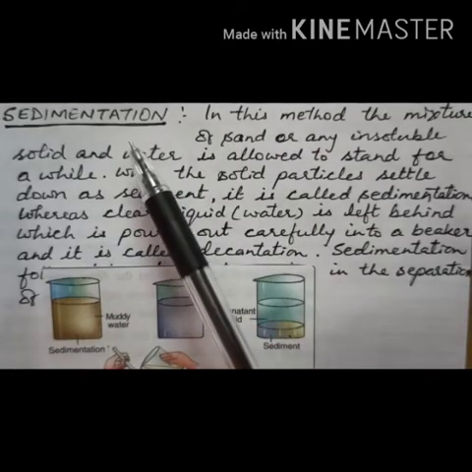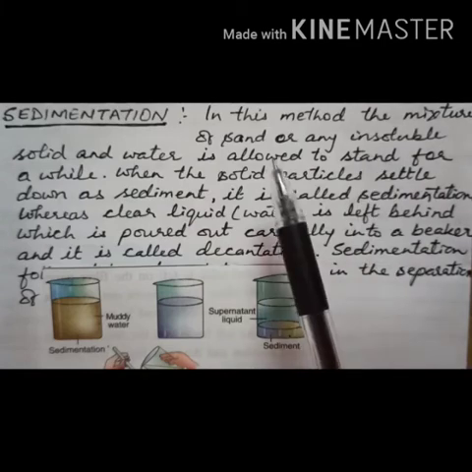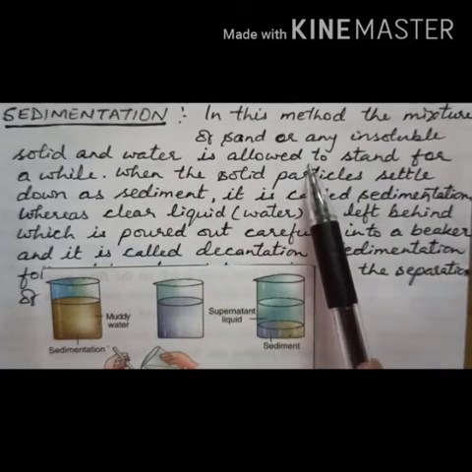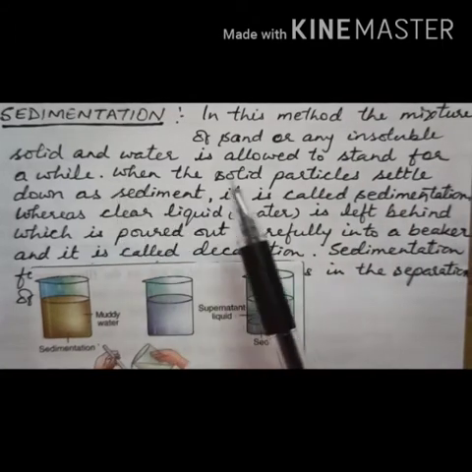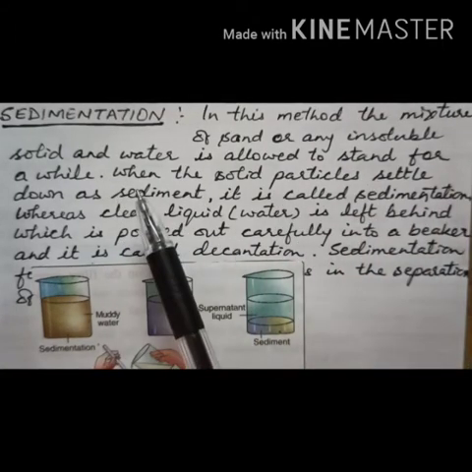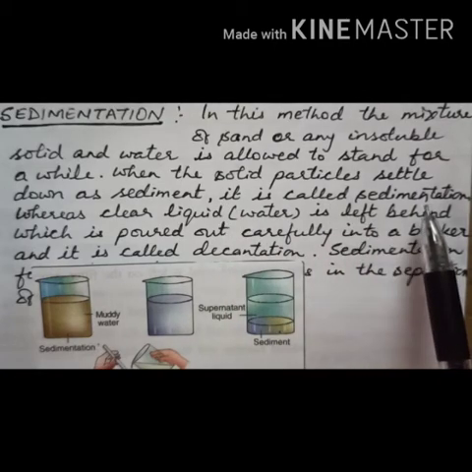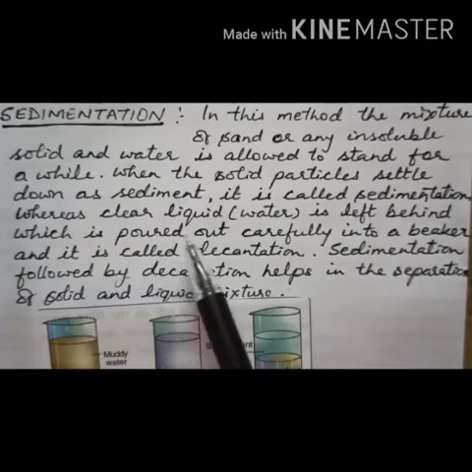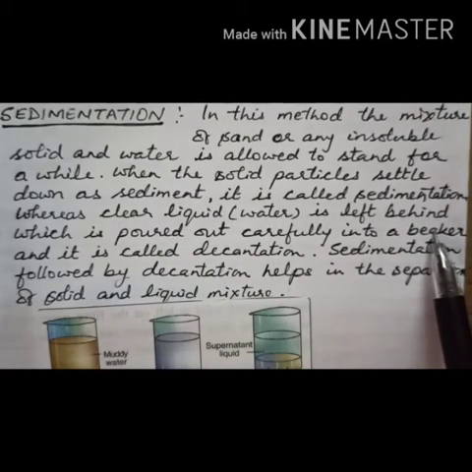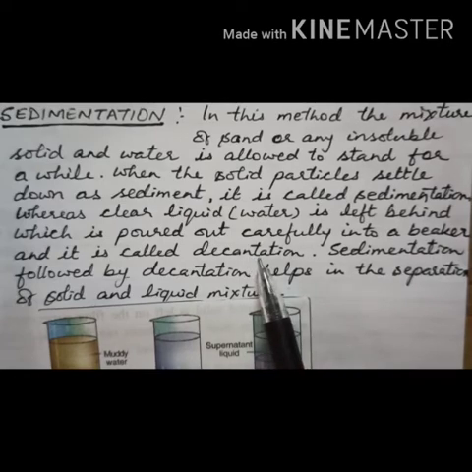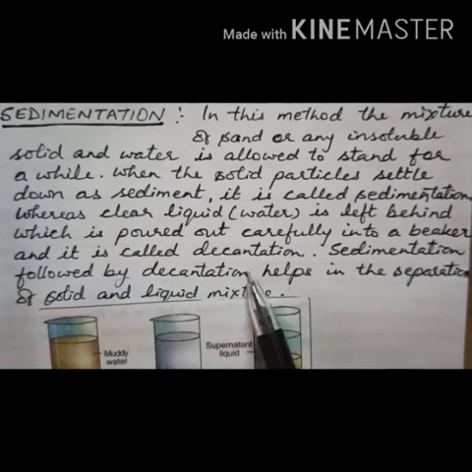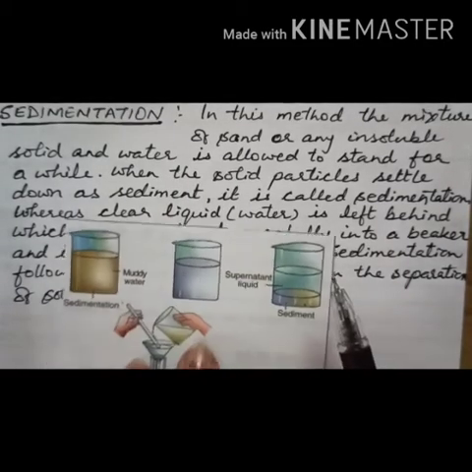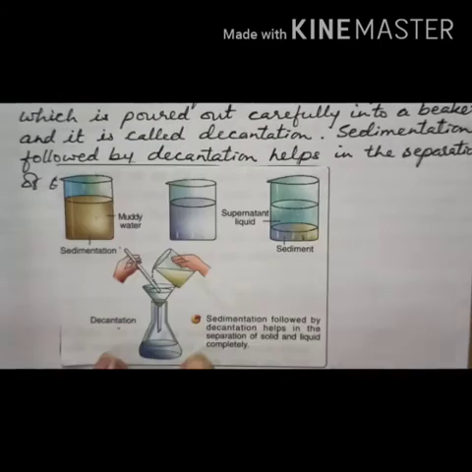Okay, now the next method is sedimentation. In this method the mixture of sand, or any insoluble solid, and water is allowed to stand for a while. When the solid particles settle down as sediment, it is called sedimentation. The clear liquid, that is water, is left behind and is poured out carefully into a beaker, which is called decantation. Sedimentation followed by decantation helps in separation of solid-liquid mixtures. Now just look at this diagram.